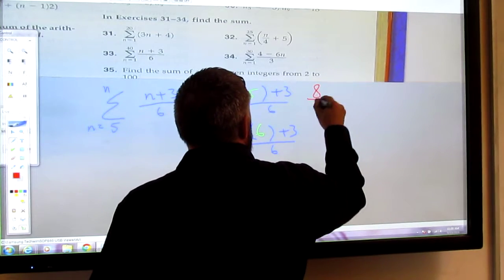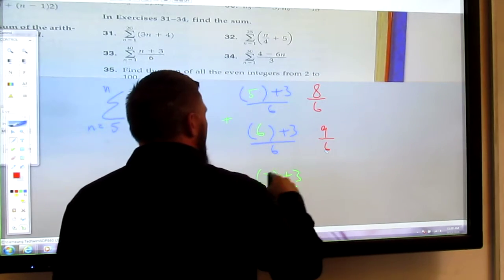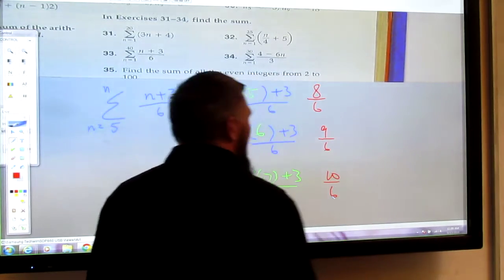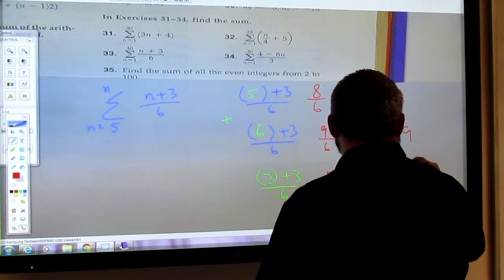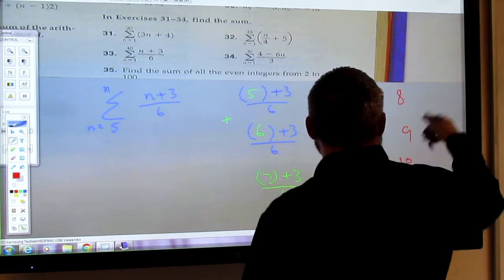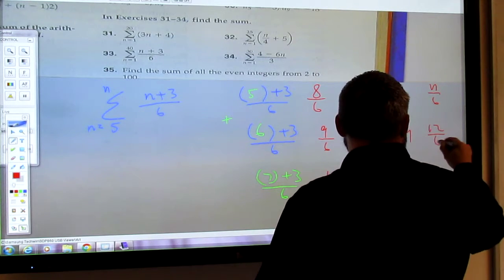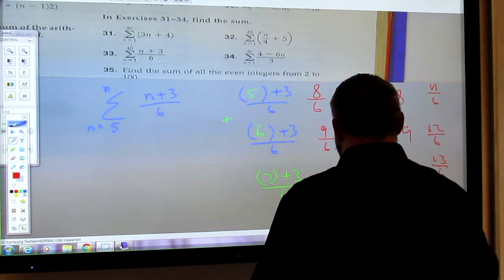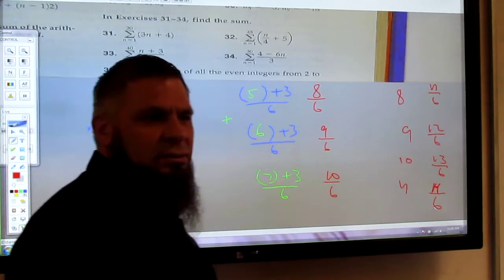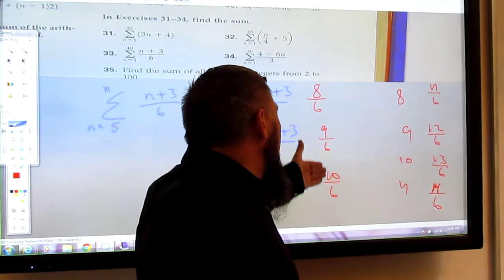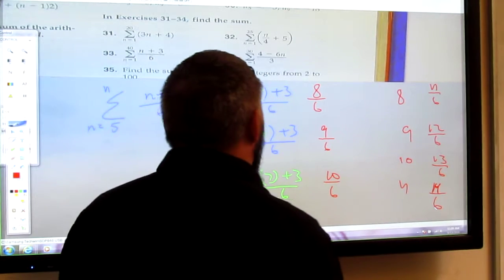5 and 3 is 8. I got 8 over 6. 3 and 6 is 9. I got 9 over 6. 3 and 7 is 10. I got 10 over 6. What do you think the next two are going to be? So for 8 and 9, 10 and 11, right? So I just go to 11 over 6, 12 over 6, 13 over 6, and 14 over 6, right? Isn't that the pattern? Each one's going up by 1, looks like. Does that make sense? Yeah. Okay. So those are my numbers.